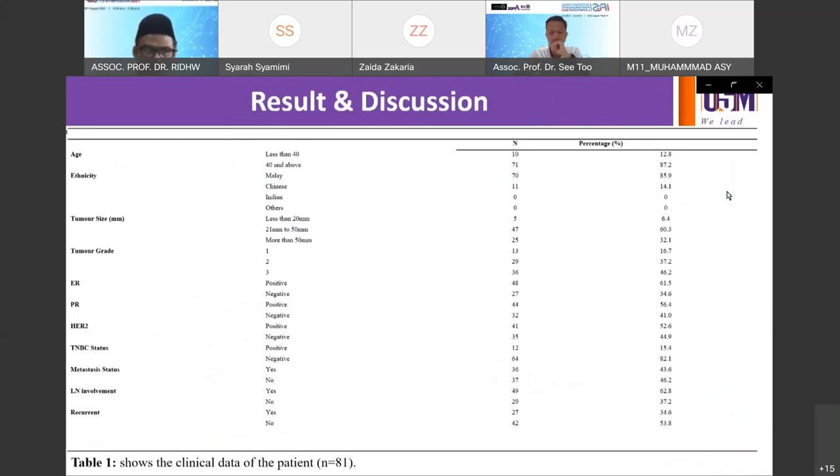Table 1 shows the clinical data of 81 patients. The majority of the patients' ages are 40 and above, with Malay as the dominant ethnicity among all patients. The tumor size detected was between 20 mm to 50 mm, with the majority of the tumor grade at grade 3. Lymph node involvement in breast cancer metastasis is positive, with the hormone receptors ER, PR and HER2 majority leaning to the positive side, while TNBC status is leaning more to the negative side. Lastly, breast cancer recurrence among patients is more on the negative side.